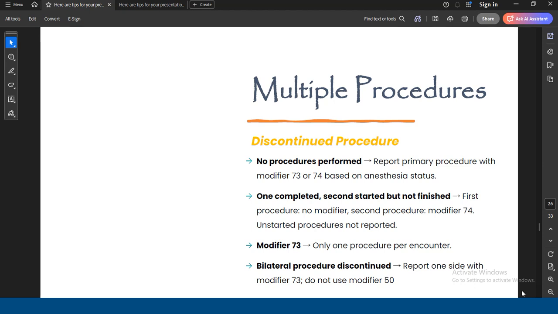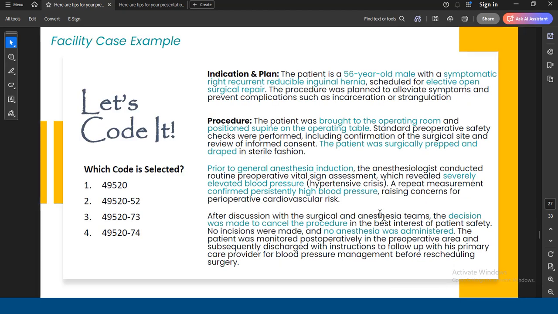If one is completed and the second is started but not finished, for the first procedure we will not use any modifier. For the second procedure, based on anesthesia, we need to use 73 or 74. We will use 73 modifier once per encounter. If the patient discontinues a bilateral procedure, report one side with modifier 73. Do not use modifier 50. So these are the common examples for the facility setting.